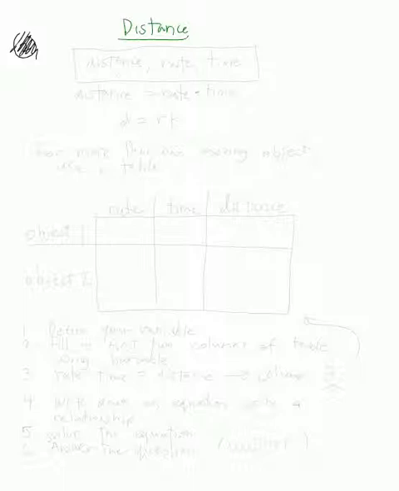Now, in general, we have 3 things that we're talking about in a distance problem. We have distance, we have rate, and we have time. There's a key formula that relates these 3 things. And the formula is distance equals rate times time. So distance equals rate times time. A lot of times people remember this by writing D equals RT. Whichever way you like to remember it, just make sure that you know that distance equals rate times time.